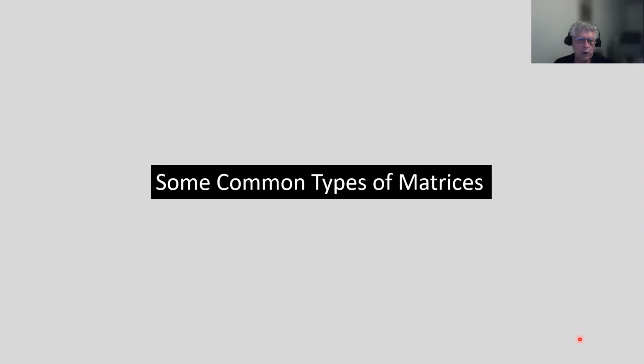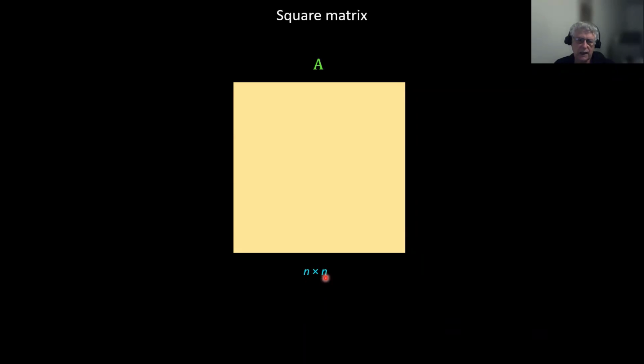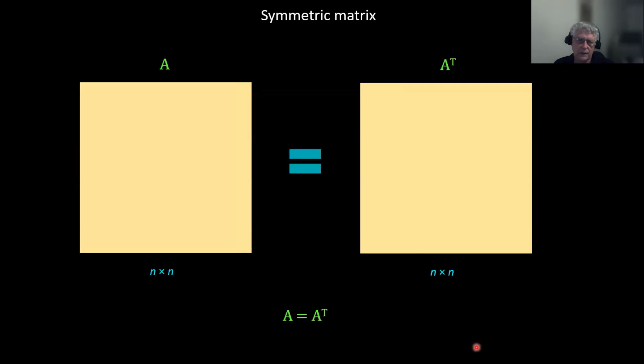Let's look at some common types of matrices, matrices that we're going to see again and again over the next 3 webinars. The square matrix, well, obviously a square matrix has the same number of rows as columns. An n by n matrix, n rows, n columns. A symmetric matrix, as the name implies, if you interchange the rows and columns, you get the same matrix. That's the same thing as saying that the matrix is equal to its transpose.